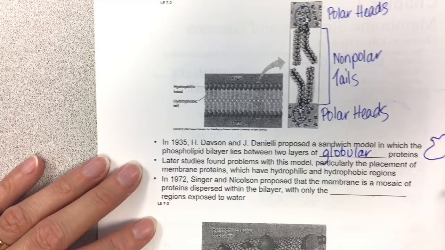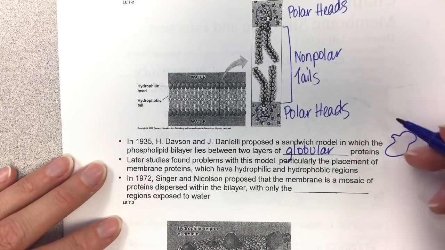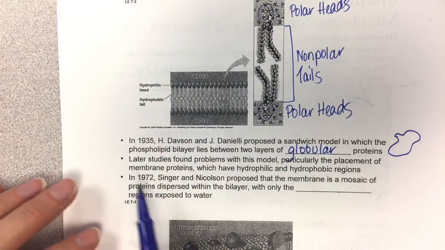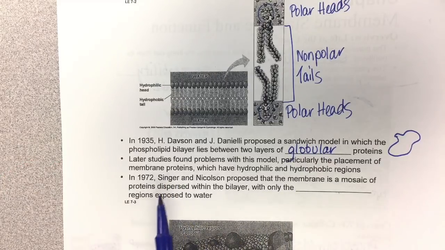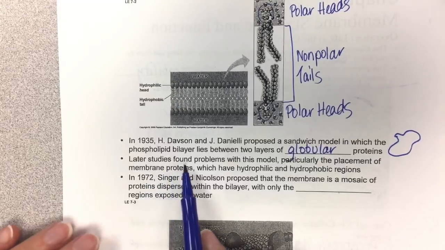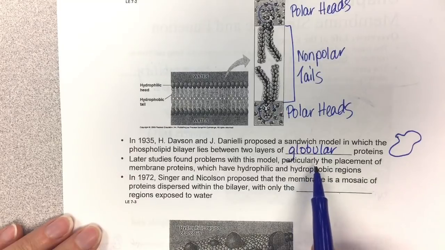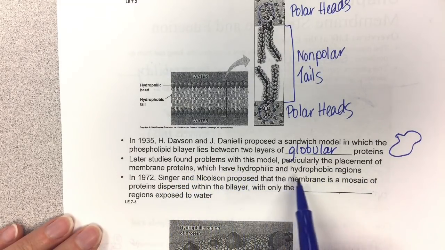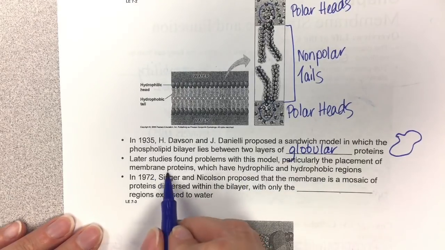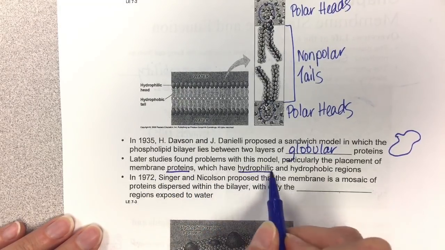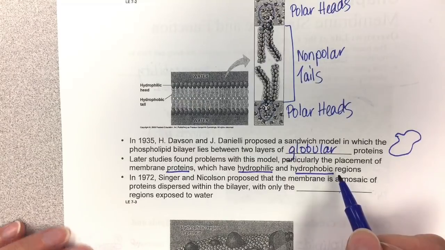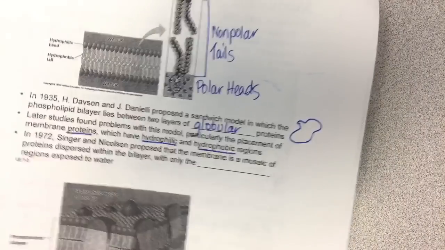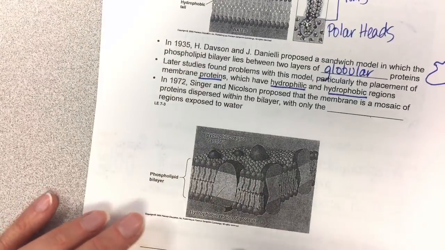They're not like the thread-like proteins. They are kind of a blob. Later studies found problems with this model, particularly the placement of membrane proteins, which have hydrophilic and hydrophobic regions. So the membrane proteins have hydrophilic and hydrophobic regions, which means they're amphipathic, that whole word containing hydrophobic and hydrophilic regions.